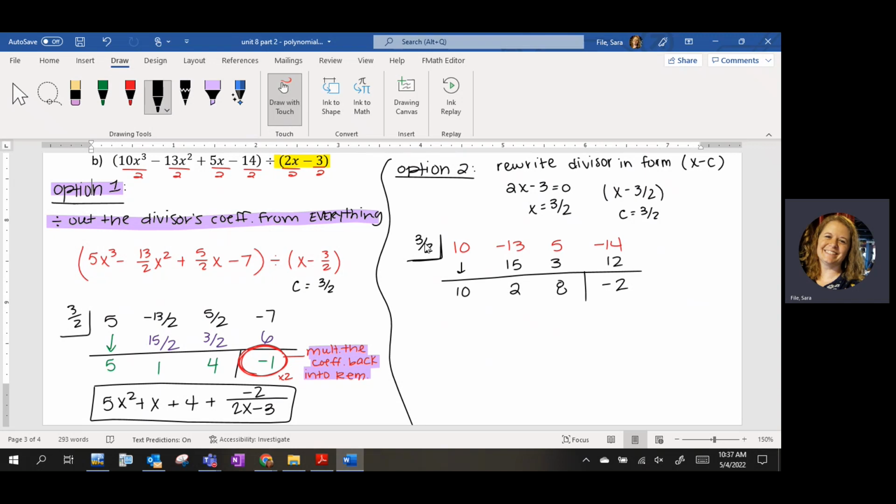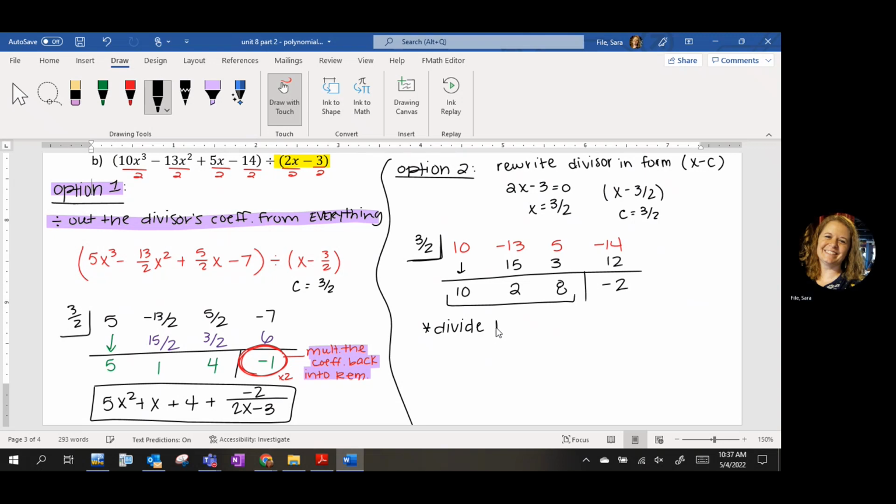All right, so I went through the process. Okay, drop, multiply, add, multiply, add, multiply, add. Now this time, I don't have to do anything to my remainder because I didn't actually divide out 2 from everything, right? So I do need to divide out that coefficient from the quotient.